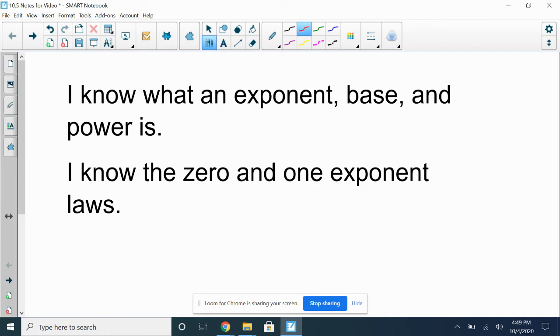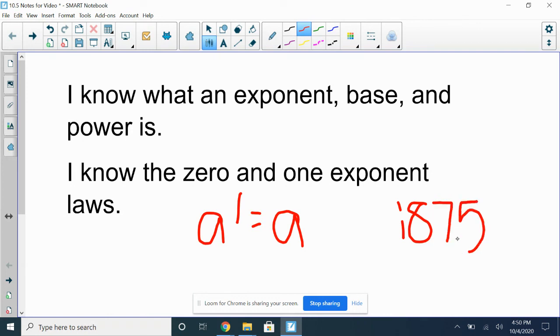I know what the 0 and the 1 exponent laws are. Real quick, we know anything to the power of 1 is itself. So a to the 1, anything to the power of 1 is itself. And we know that anything to the power of 0, no matter how big, is 1.